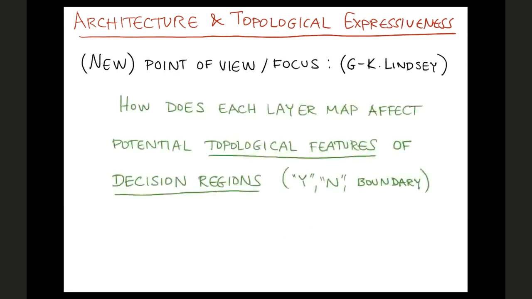This is what has motivated my joint project with Catherine Lindsey. Basically, what we're interested in is how each layer map affects the potential topological features of the decision region. We're very far from understanding this in general, but we're trying to lay down some frameworks and foundations.